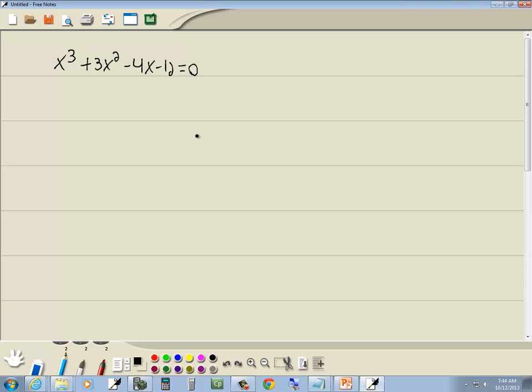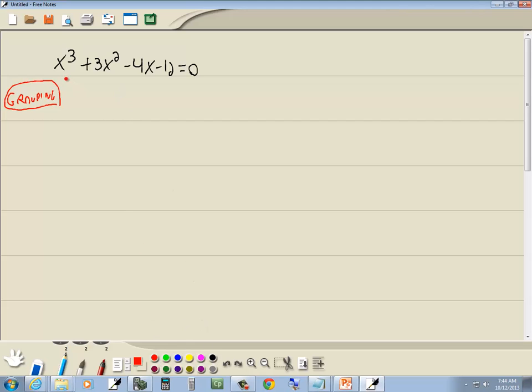Zero factor property says you have to get 0 on one side. Well, we have that. Then we need to factor the other side. Well, this is grouping to begin with. Grouping because we've got 4 terms.